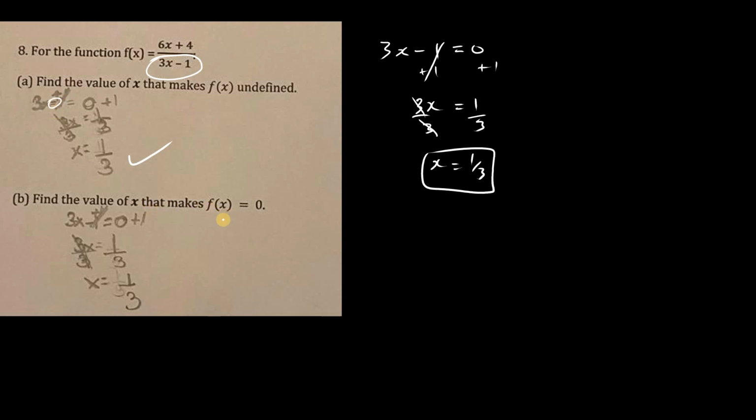Find the value of x that makes the function f of x equal to 0. Alright, so then we'll need the numerator. So the first one, we should not do both of them the same way.